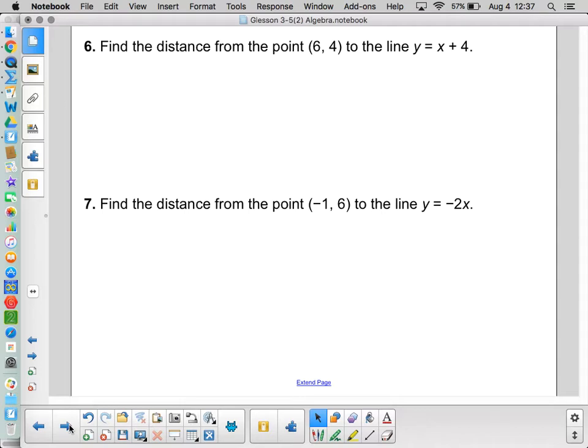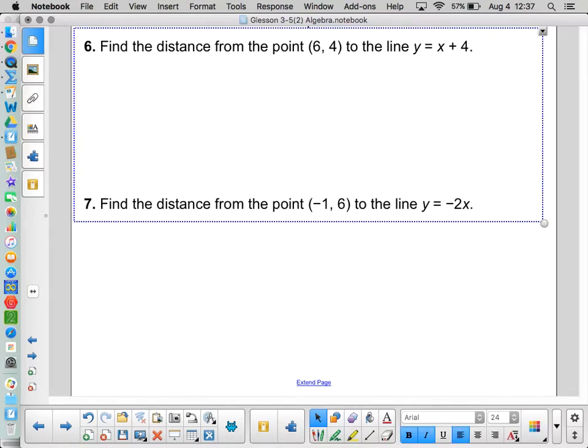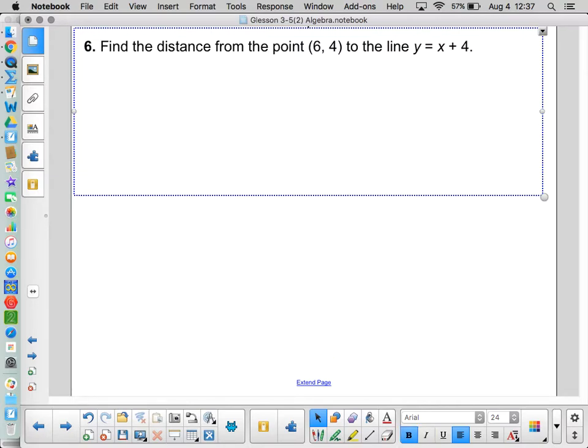Here's another one. Find the distance from the point 6, 4 to the line y equals x plus 4. I think one of these problems is going to be enough, so I think we can probably just go ahead and get rid of the second one. So I'm going to go ahead and delete that so I have enough space to work, especially. There we go. This time I don't have a picture, so I'm going to have to do the math.